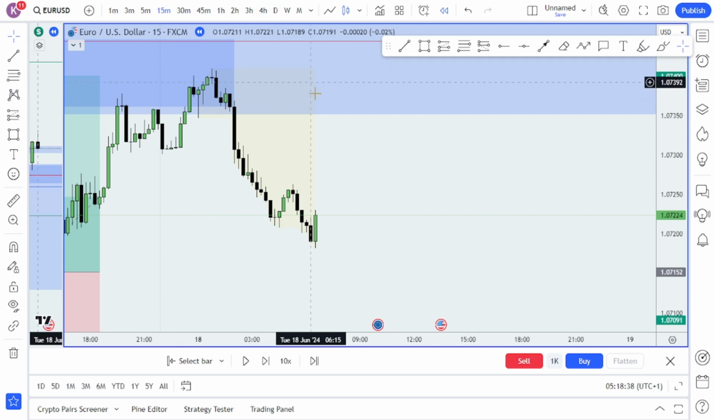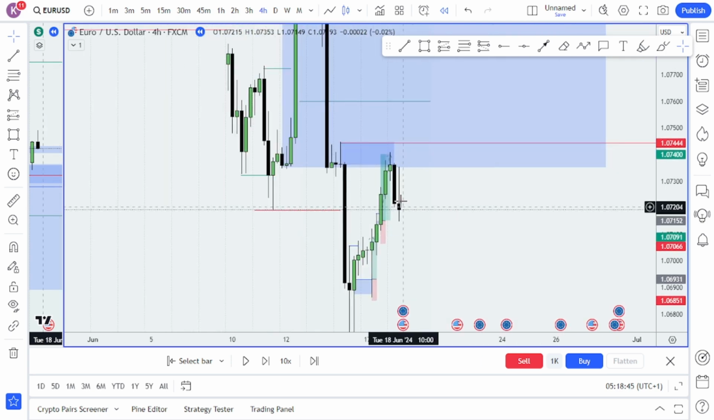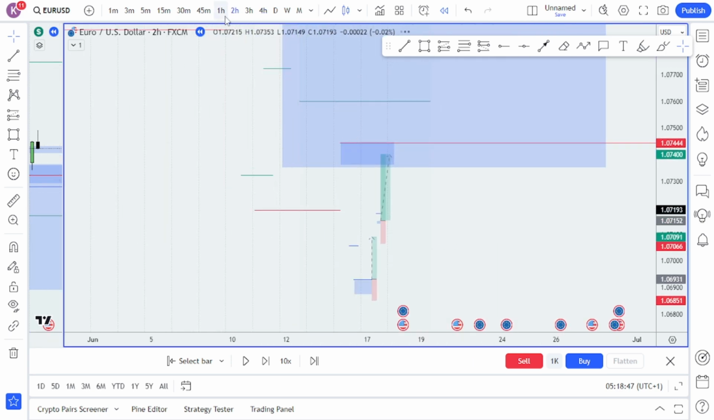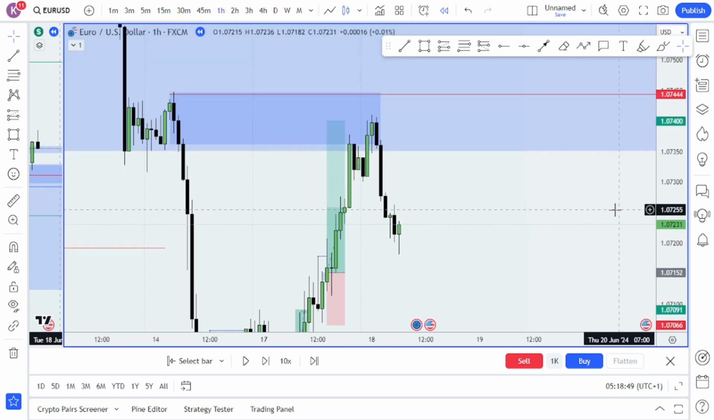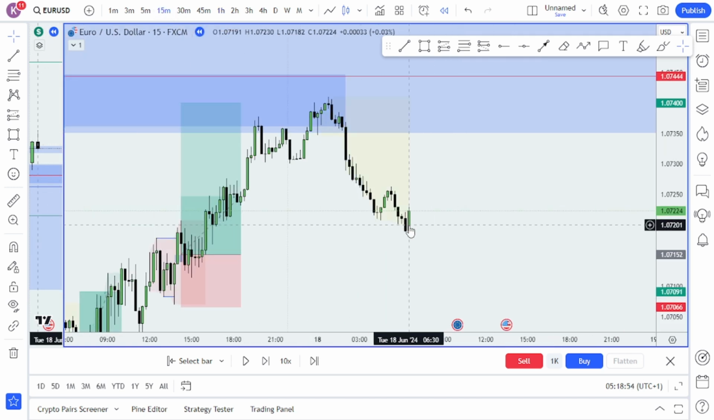So our draw is higher. I'm waiting for my AMD to happen. See, we are going lower, and that's how it is. I'm waiting for my AMD to happen, and we are still in Asian.